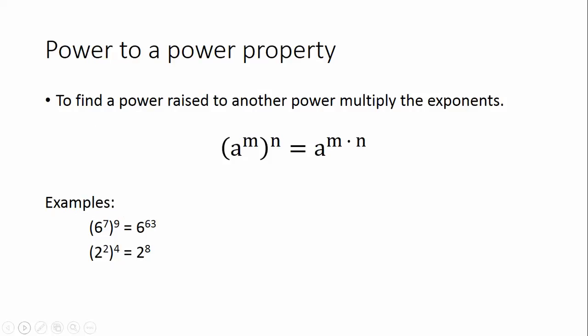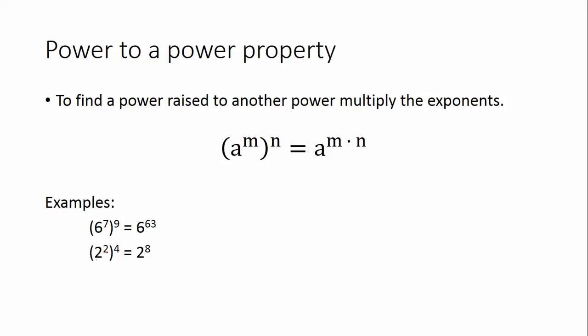So the first property I need you to write down is called the power to a power property. What this says is that to find a power raised to another power, you will multiply the exponents. So for example, we have a to the m power, and that's all being raised to the n power. So in this case, we're going to do m times n. In the examples down the bottom, you can see that 6 to the 7th power to the 9th power, you multiply 7 times 9, so 6 to the 63rd power.